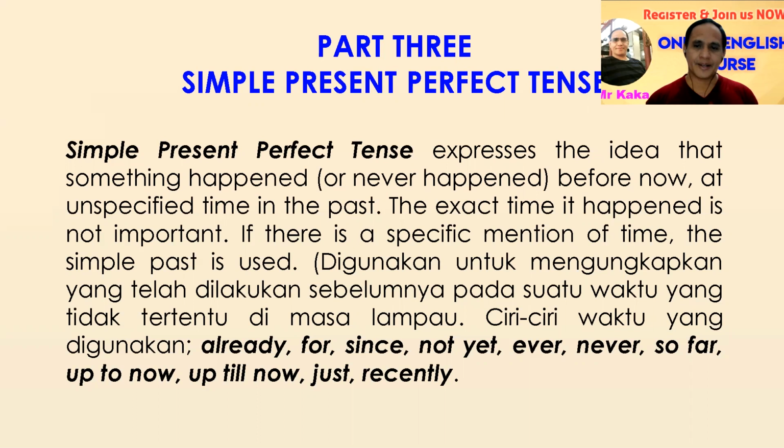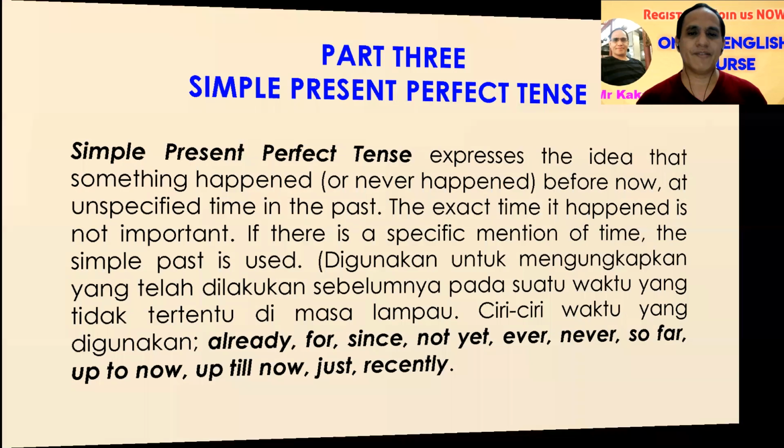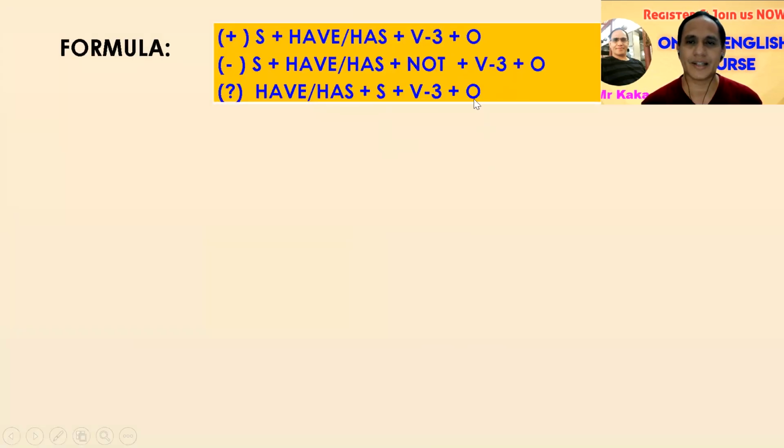Okay, and then the time signals that you have to pay attention to in present perfect tense: we use already, for, since, not yet, ever, never, so far, up to now, up till now, just, and recently. This kind of word you will use in present perfect tense. Okay, have a look at the basic form of simple present perfect tense.